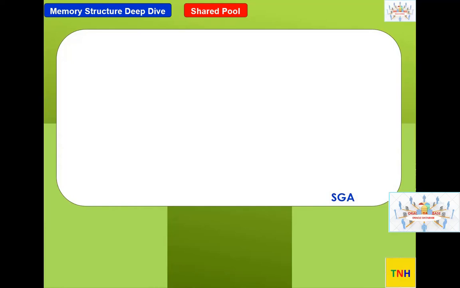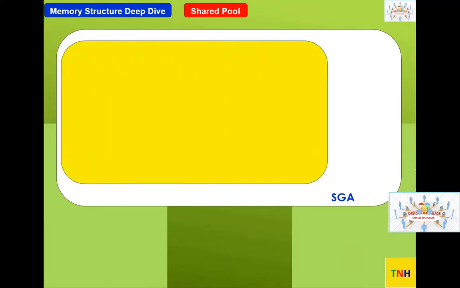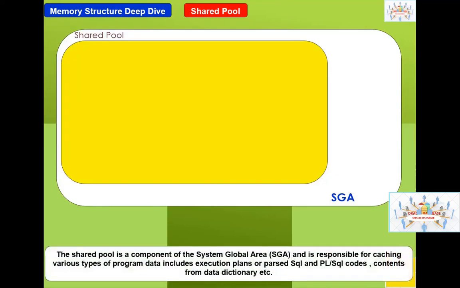Now under the shared pool, we know the shared pool is one of the main memory structures within the System Global Area. You can see the shared pool is a component of the system global area and is responsible for caching various types of program data, including execution plans, parsed SQL and PL/SQL code, and content from the data dictionary.